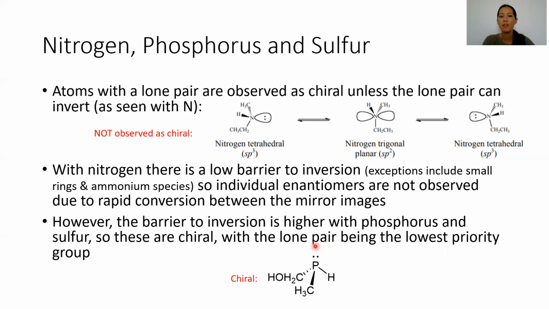However, the barrier of inversion is higher with phosphorus and sulfur, so these compounds are chiral if they have 3 different groups. So this phosphorus molecule shown here, chiral.